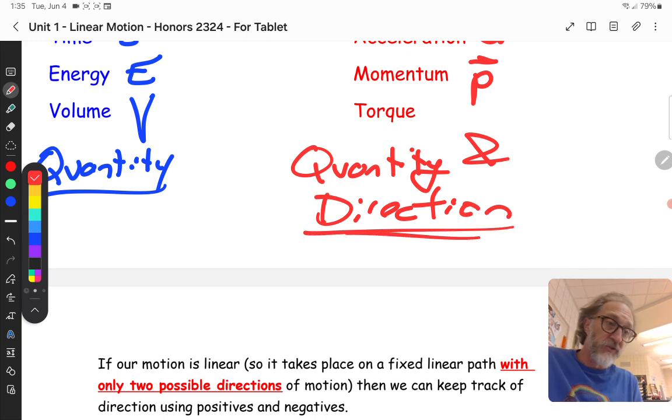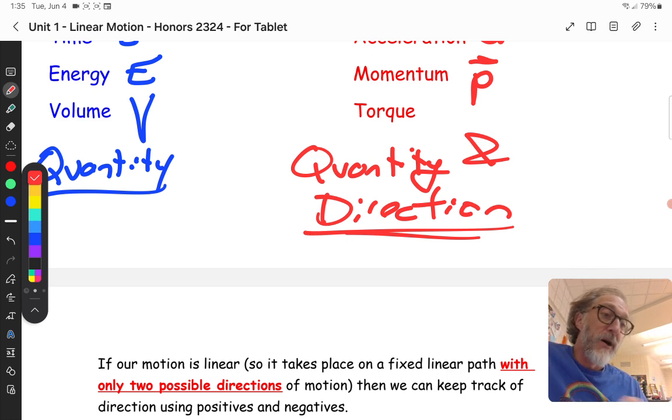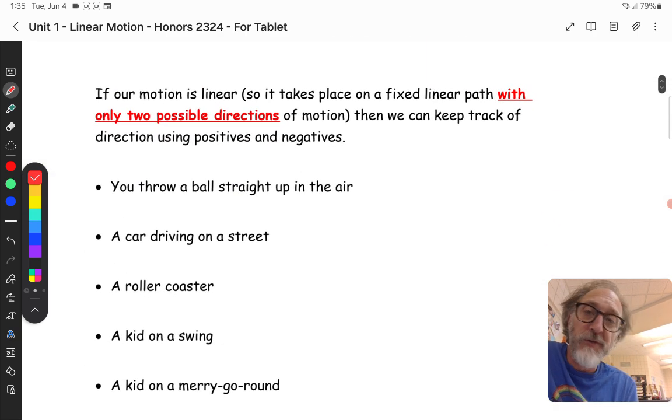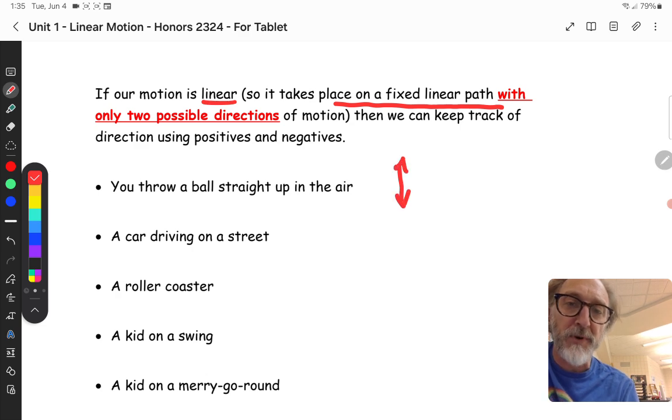Okay, so there's a couple of ways to talk about direction. One way to do it is to just describe it in words like I've been doing, right? Up the field, down the field, north, south, east, west, left, right, up, down. Now, a lot of times we can take a shortcut. So it turns out if our motion is linear, in other words, the motion takes place along a fixed linear path, and when you say linear, I don't want you to think in a straight line. In physics, linear just means that there are two possible directions of motion. So when you throw a ball straight up into the air, there are two possible directions. It can go up or it can go down.